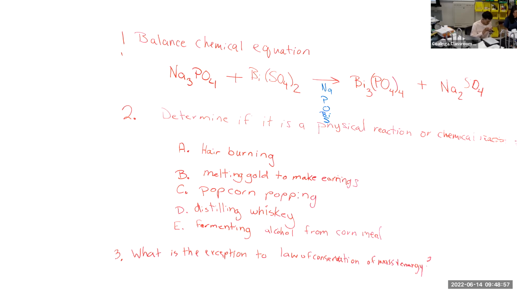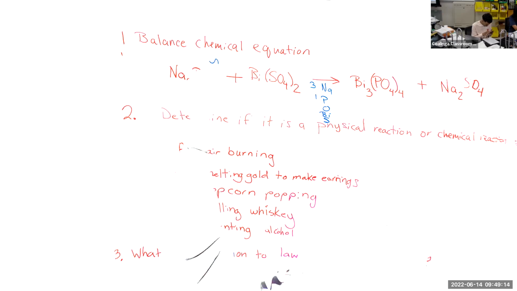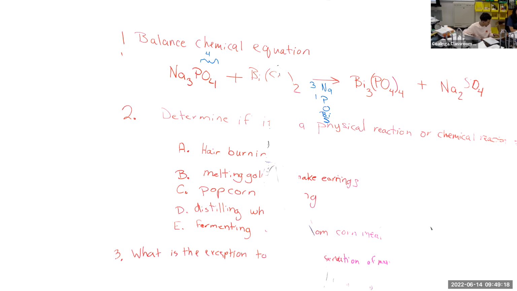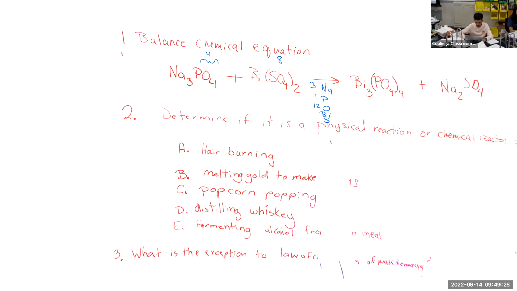So reaction side of the equation, how many sodiums? How many phosphorus? Oxygens? 4 here. And I have 4 times 2. 12. Bismuth. Sulfur.